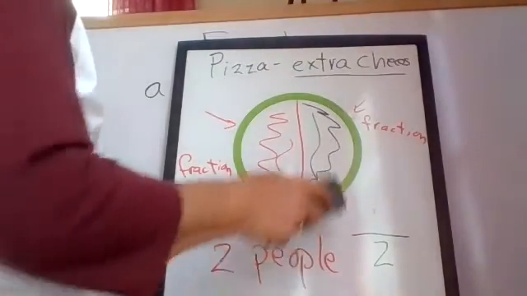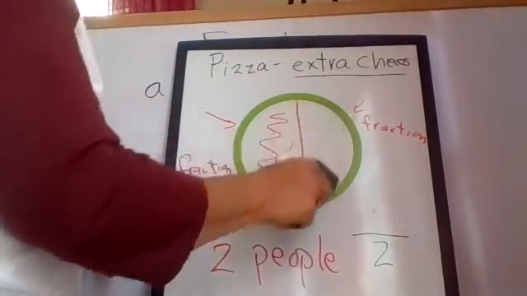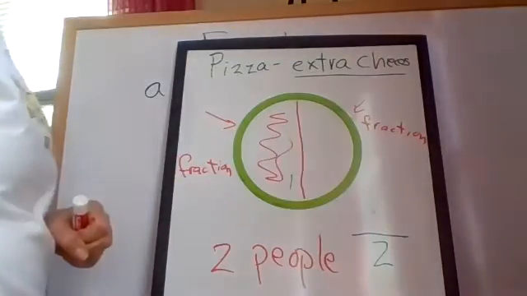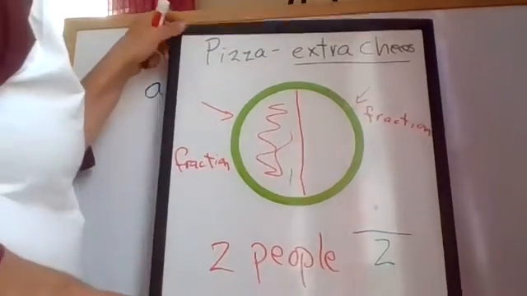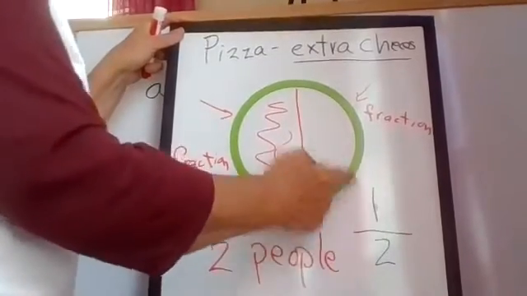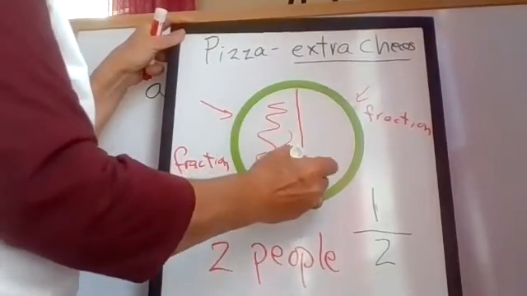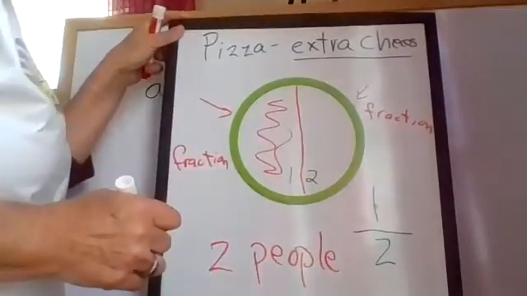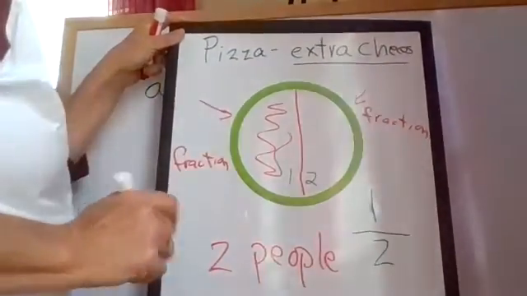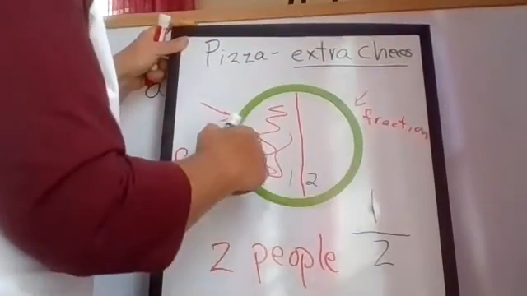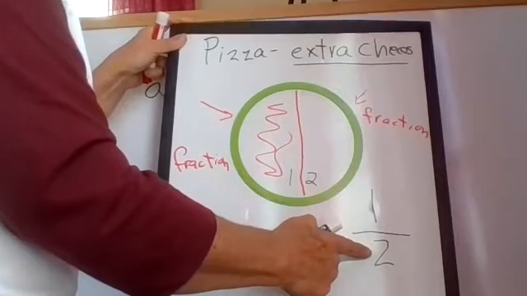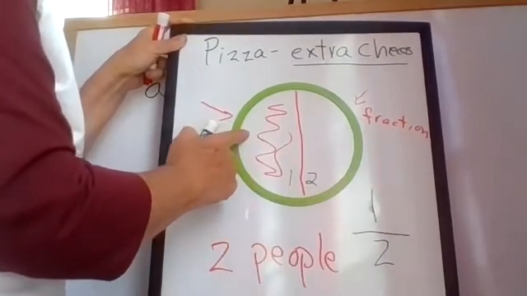Now, suppose I came along and I ate my part of the pizza. How many pieces did I eat? I ate 1. 1 out of those two slices is how many pieces of pizza that I ate. Well, how many do I have left? I still have one portion of that pizza left. 1 out of 2 is how many pieces are left.